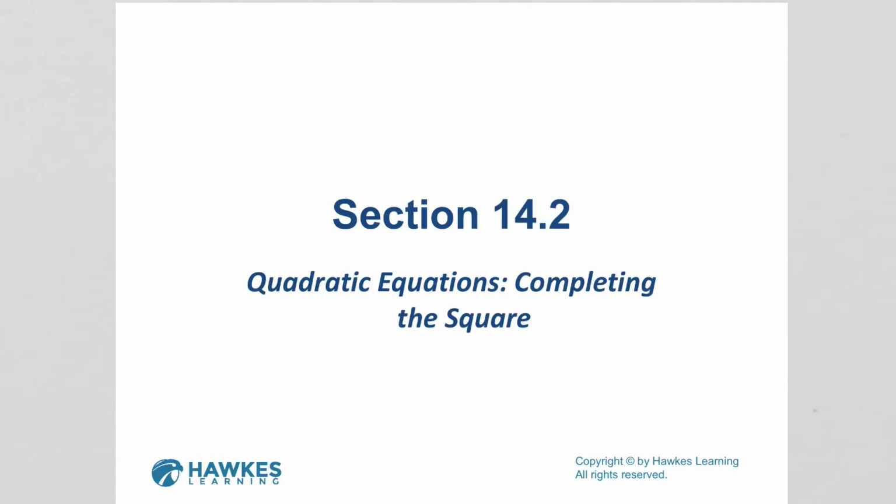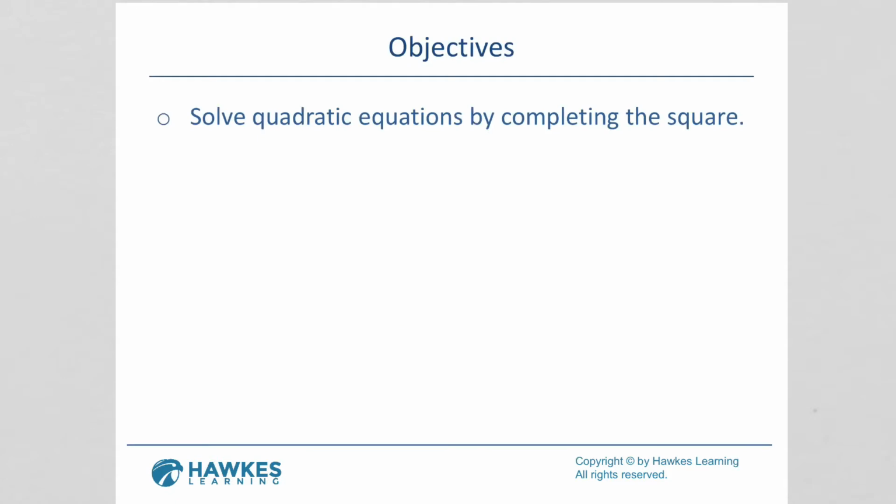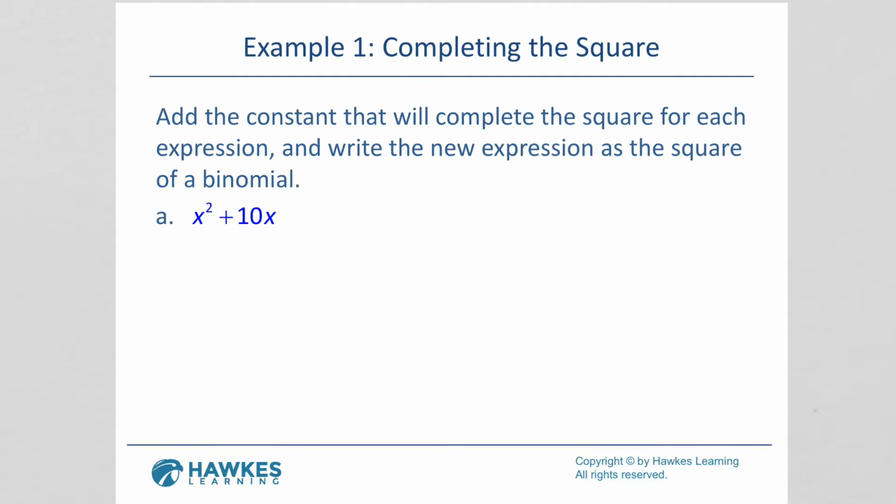Section 14.2, Quadratic Equations, Completing the Square. The objectives: solve quadratic equations by completing the square. Example 1, add the constant that will complete the square for each expression and write the new expression as the square of a binomial.